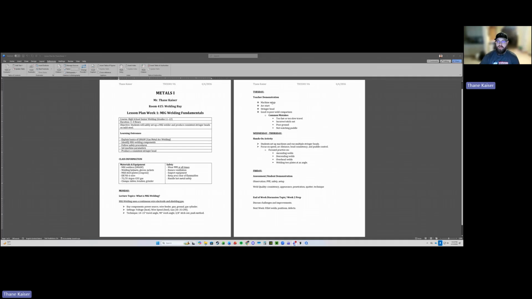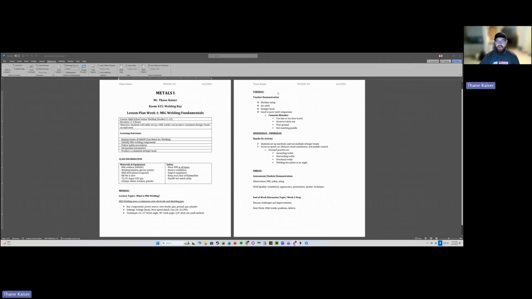For Tuesday, this will be teacher demonstration. So I'm Mr. Kaiser. We'll go ahead and do all of the machine setup, start an arc, show them how to run a stringer bead, and then show the difference between a good weld and a bad weld, as well as some of the common mistakes that are associated with that.